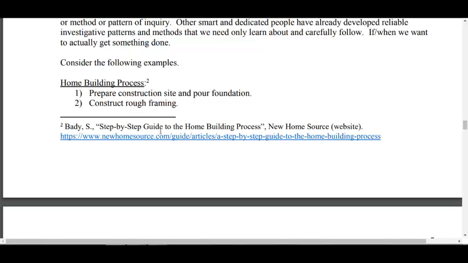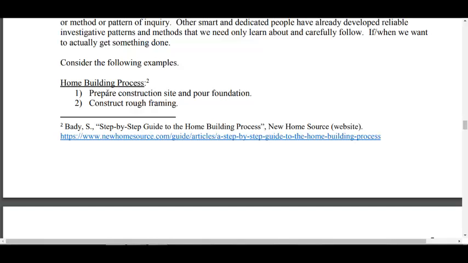And so this is just a simple step-by-step guide to the home building process. This is not going to have all the steps involved by no means. In fact, the very first step, prepare construction site and pour foundation, that's a good idea for a person thinking about getting a home built. You've got to have the land for it. You've got to have that land graded, smoothed out. You've got to have the concrete or whatever foundation poured, or if it's rock, placed. That's definitely at the front end of the building a house process.